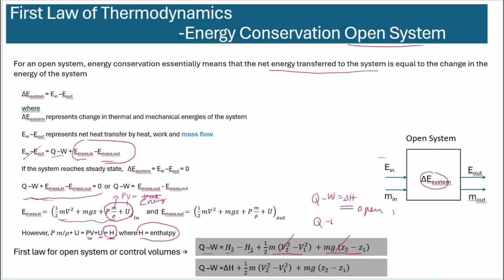It used to be Q minus W is delta U for the closed system. So don't get confused. You have to figure out what type of system is yours, and you have to figure out when to use which equation. All right.